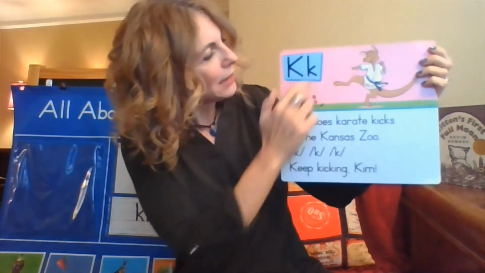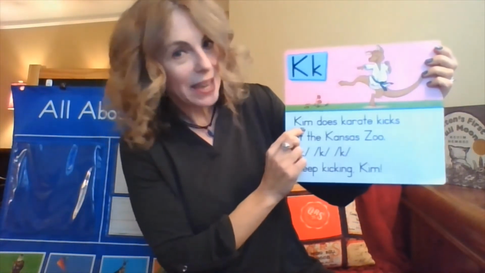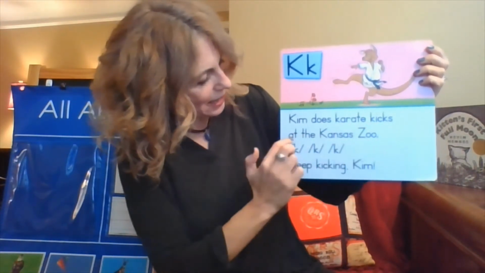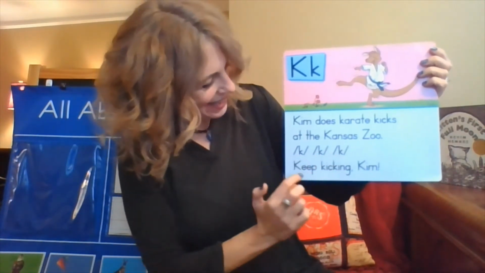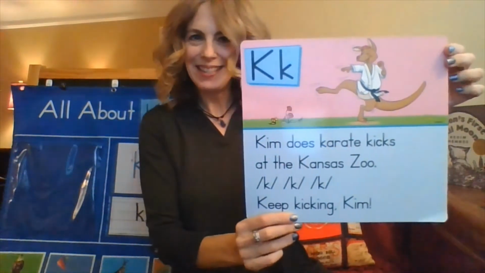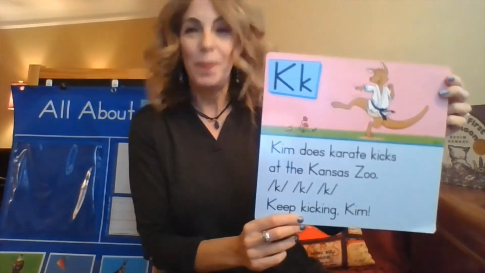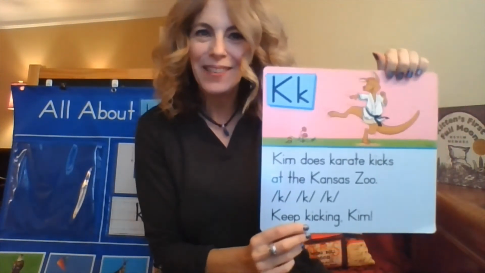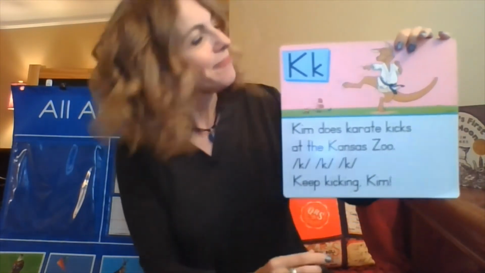So here's our big K, little k. And this kangaroo, her name is Kim. And here it says, Kim does karate kicks at the Kansas Zoo. Keep kicking, Kim. You can see that that's what kangaroos like to kick. They hop and they kick. So now is your time to help me find all of the K's. Let's see if we can count the K's together and see how many K's we can find.